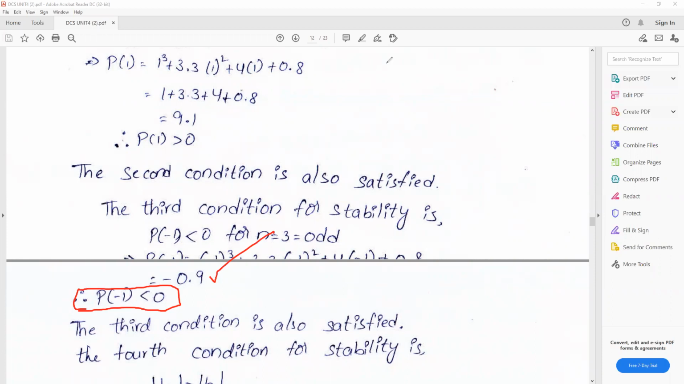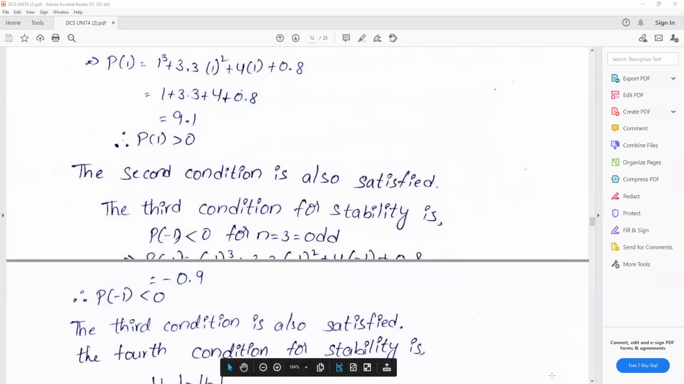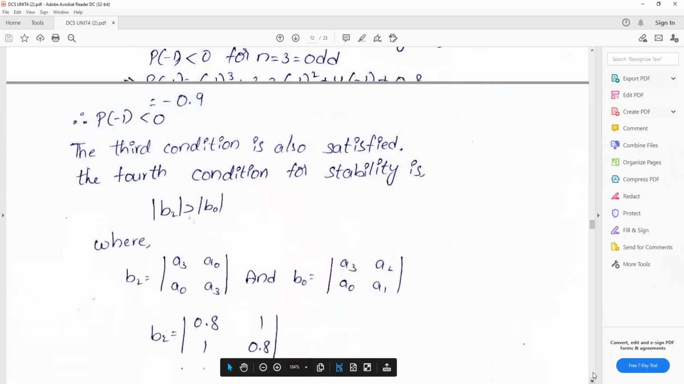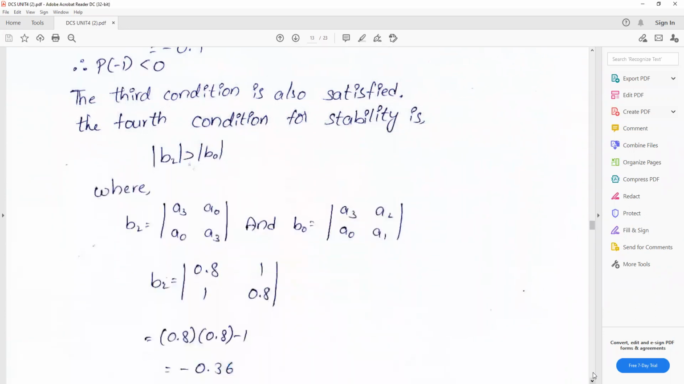Further, go to the fourth condition. What is the fourth condition? The fourth condition is B2 is greater than B naught.